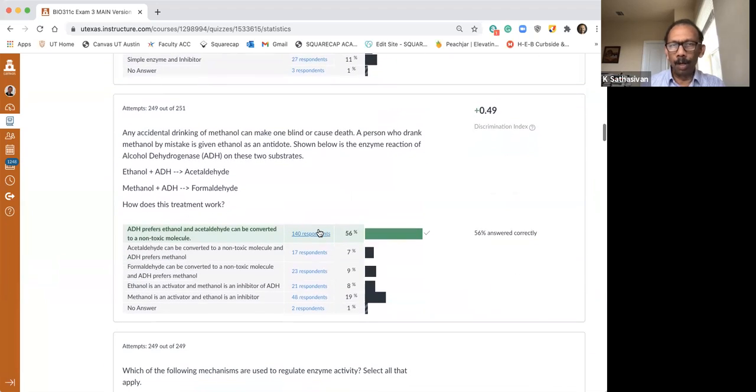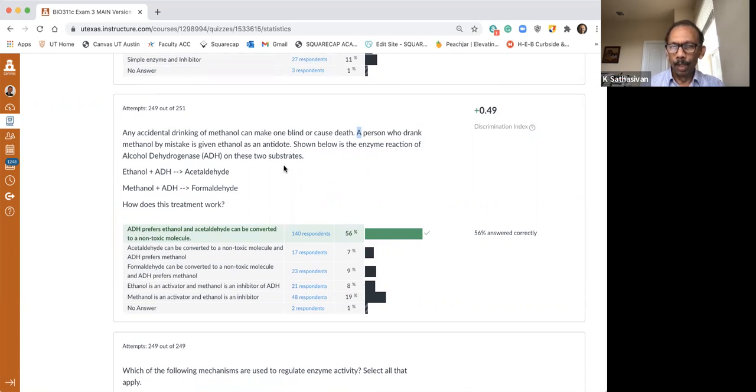So this is a recall. Either you know it or you don't know it. And we discussed this in class, a question about ethanol and methanol poisoning. It also had a very high discrimination index of 0.49. Accidental drinking of methanol can make one person blind or die, but the person who drank methanol by mistake is given ethanol as an antidote.